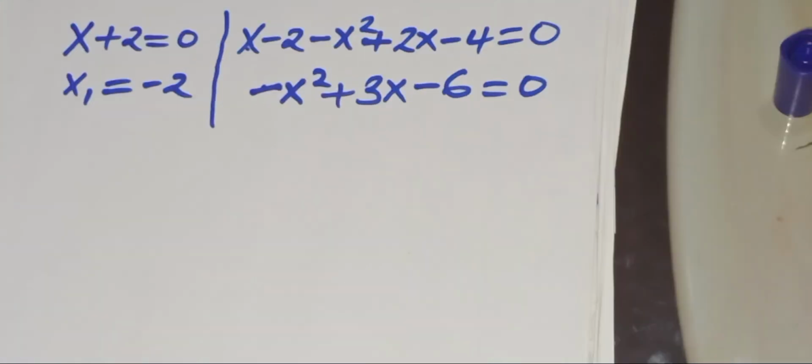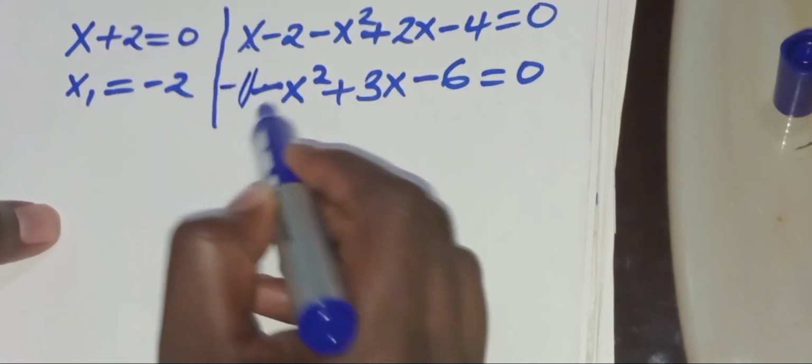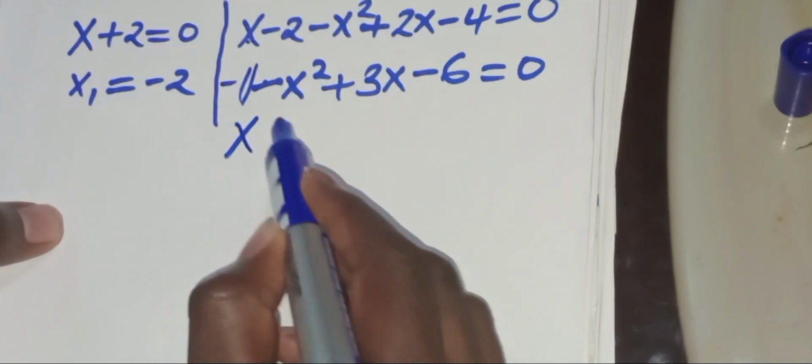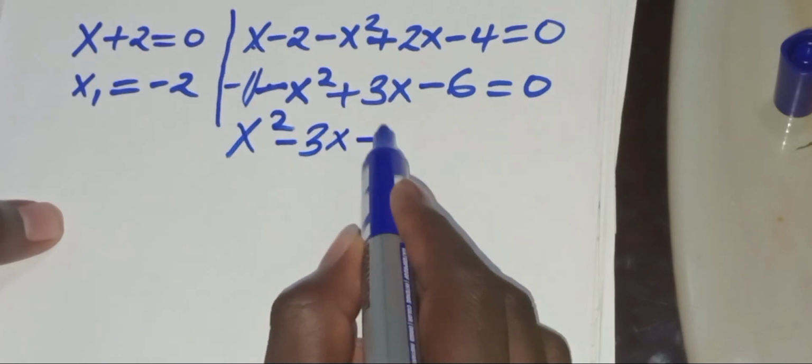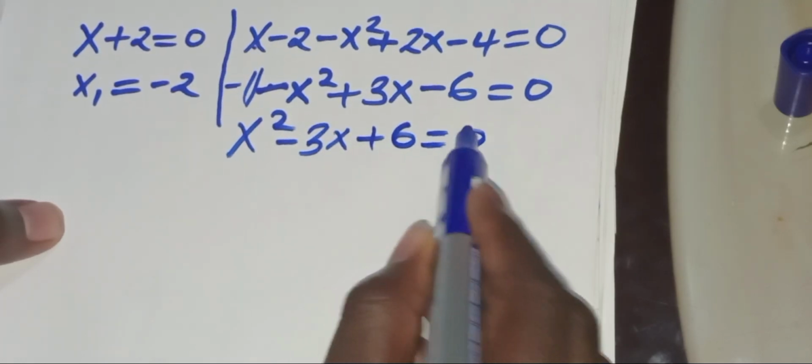Now we have two parts here. We have x plus 2 equal to 0, so that means the first value of x, which is x1, is equal to negative 2. The second part is x minus 2 minus x squared plus 2x minus 4 equal to 0. Now this is a quadratic equation: negative x squared plus 3x minus 6 equal to 0. Let's multiply by negative 1, so we'll have x to the power 2 subtract 3x plus 6 equal to 0.